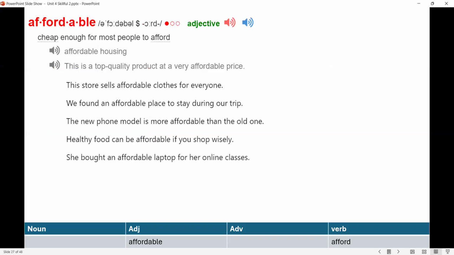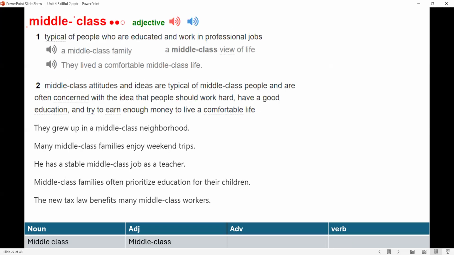Affordable. Affordable means cheap enough for most people to afford. Affordable housing. This is a top quality product at a very affordable price. This store sells affordable clothes for everyone. We found an affordable place to stay during our trip. Read the rest by yourself, please.